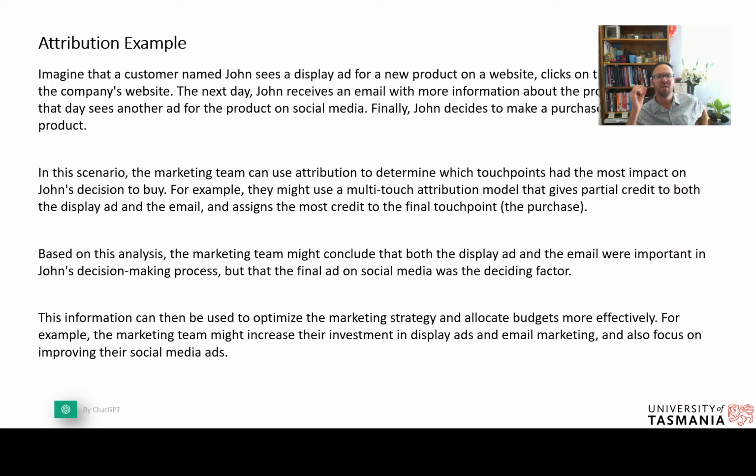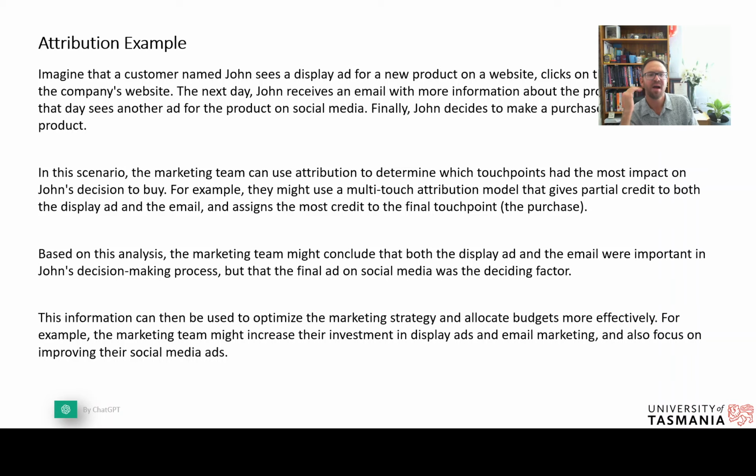In this scenario, the marketing team can use attribution to determine which touch points had the most impact on John's decision to actually buy. For example, they might use a multiple touch point or multi-touch point attribution model that gives partial credit to both the display ad and the email, and then assigns most credit to the final touch point, the purchase, which happens a lot. We've got a bias towards the final touch point as having the most attribution or causing the purchase the most, right? Because that's what's most relevant to us at that particular time, but it's not always true.